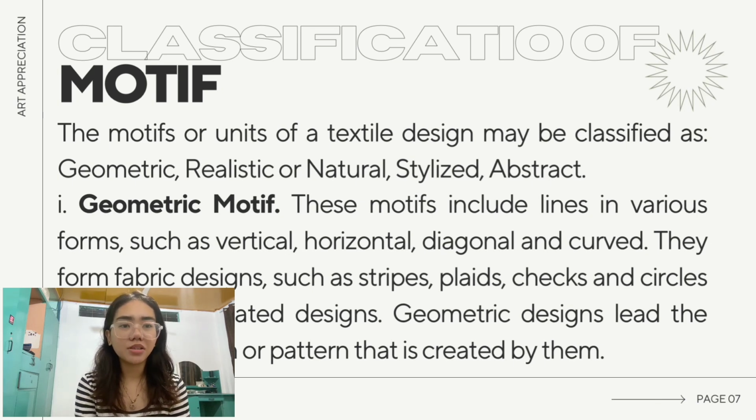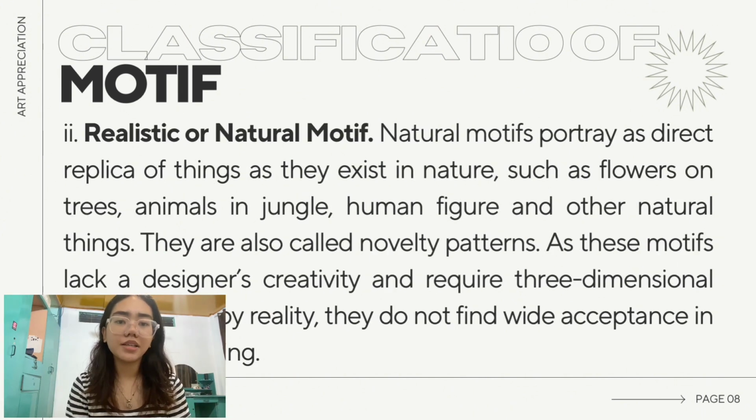So this makes geometric designs popular in many kinds of fabric because they are simple, neat, and easy to recognize. The second is the realistic or natural motif. These are designs that closely copy real-life objects. This may include things like flowers on trees, animals in the wild, human figures, or other elements from nature. These motifs aim to look exactly like the original objects they represent, as if taken straight from real life. Because they are very detailed and focused on copying reality, these motifs are also called novelty patterns.